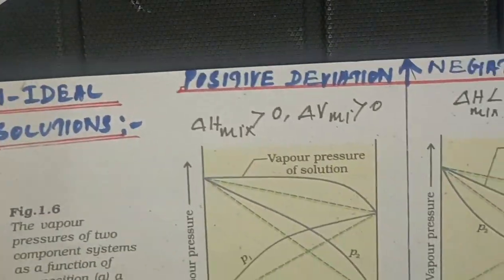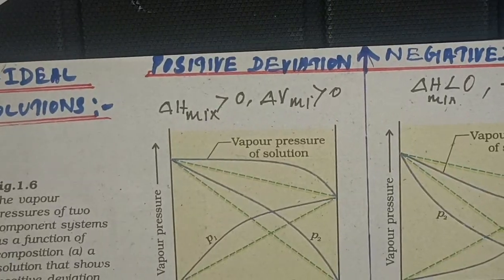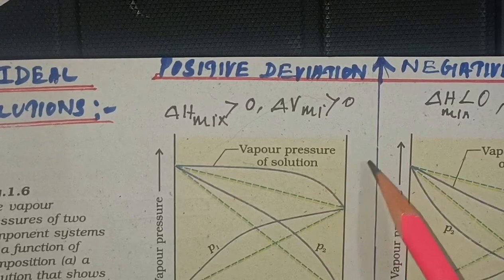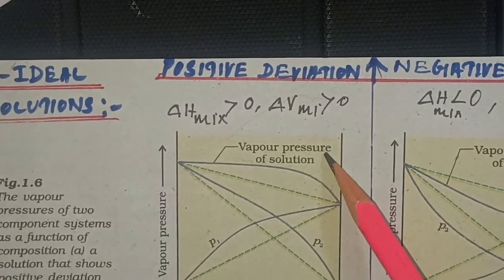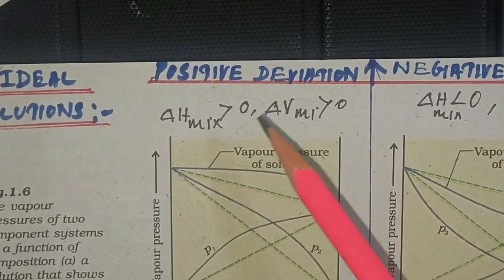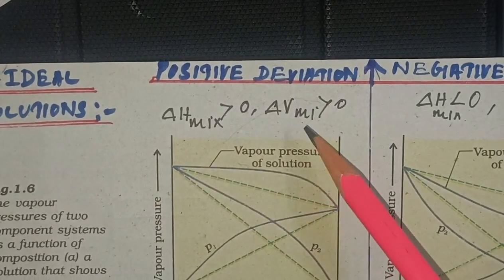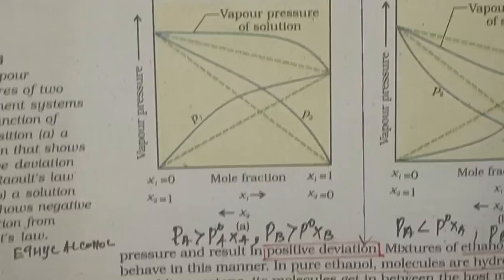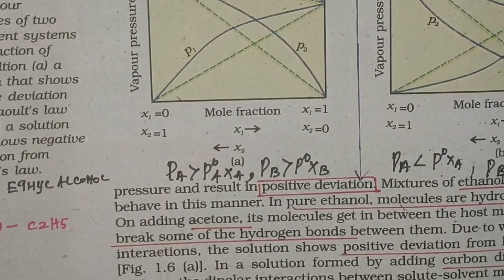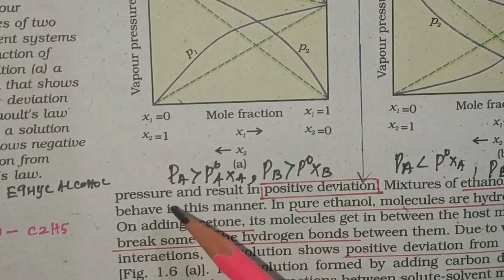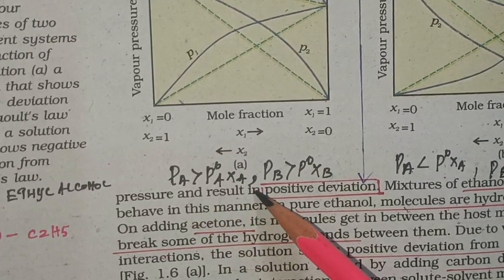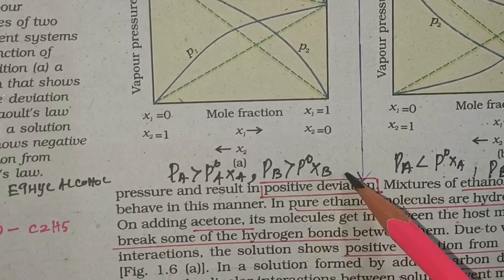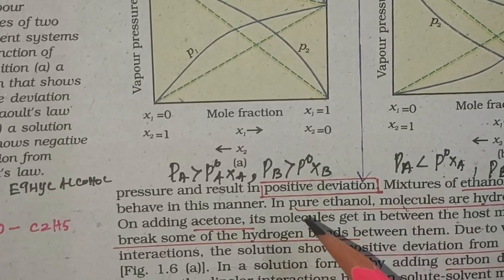Non-ideal solution, positive deviation. In the case of positive deviation, the enthalpy of mixing the two components is greater than 0, and the volume change for the mixing is also greater than 0. The partial pressure of A is greater than the partial pressure of the pure component. The partial pressure of B is greater than the partial pressure of the pure component.